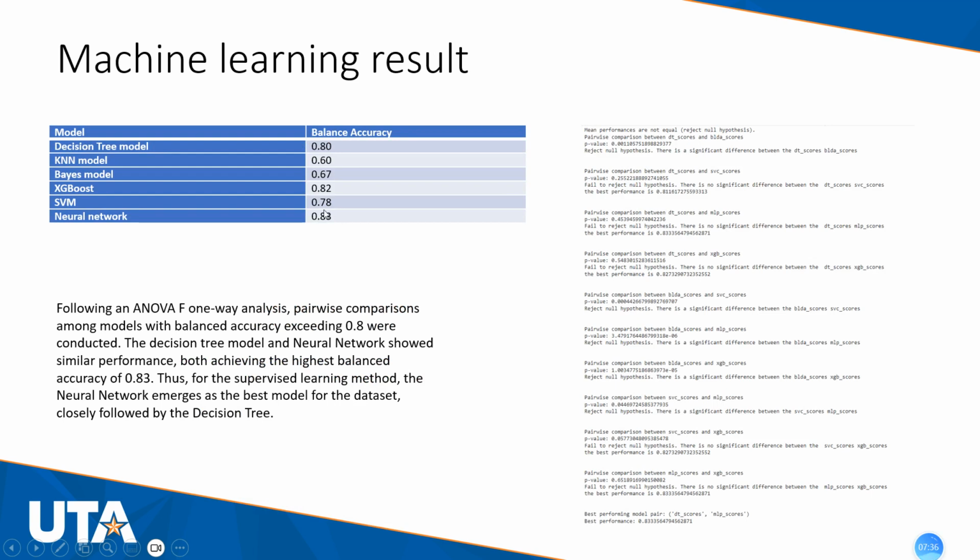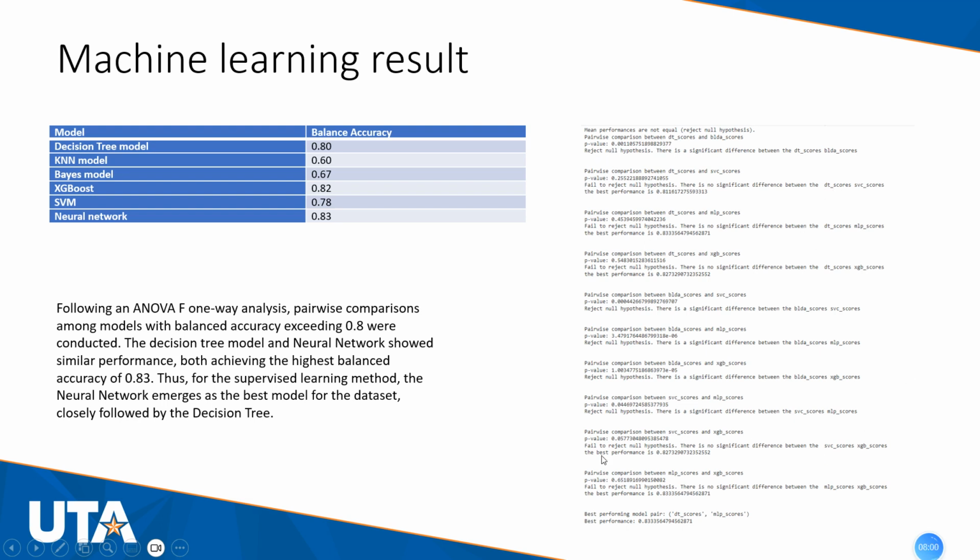After that, we can see that so far the best model is the neural network, followed by the random forest tree gradient boosting. So we conducted ANOVA F analysis. This shows that the performance of the models is not equal. So we conducted a pairwise comparison between these models.